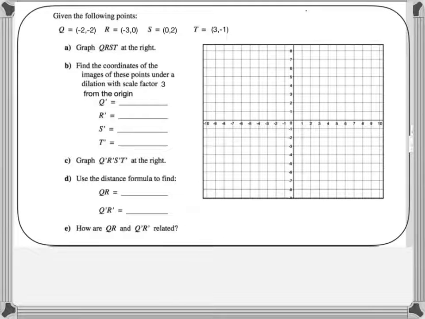Okay, in this one there's a little bit more to do, and it looks like the first thing that it wants us to do is graph a quadrilateral QRST and put it on the graph. So let's go ahead and do that. Okay, so there we go.